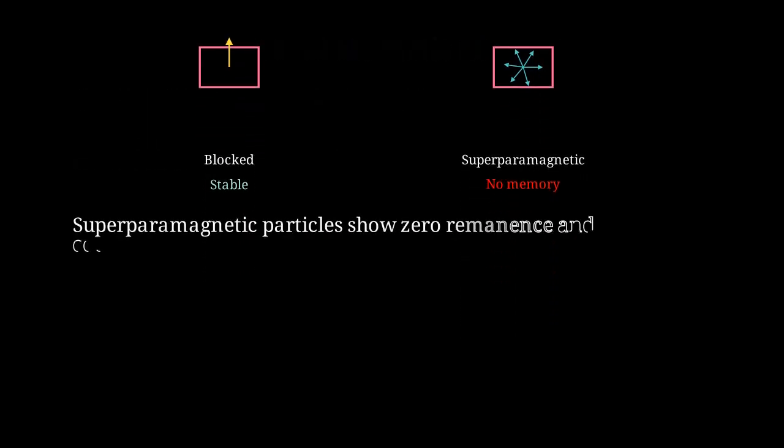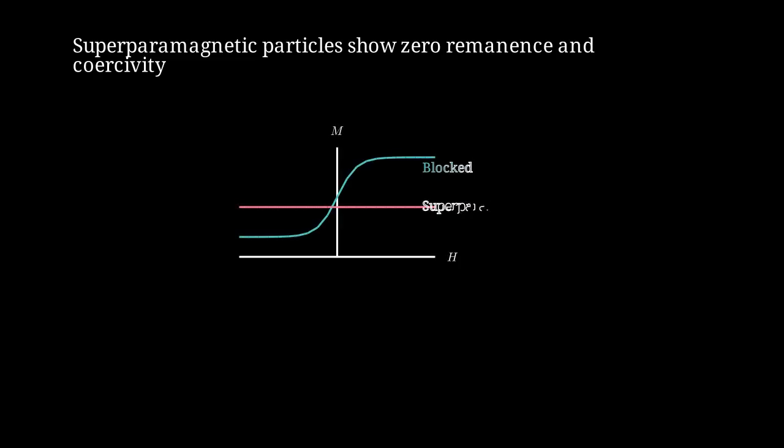In practical terms, superparamagnetic particles show zero remanence, meaning zero retained magnetization, and zero coercivity, meaning no resistance to demagnetization. The hysteresis loop for a blocked particle shows a wide loop with remanence and coercivity. For a superparamagnetic particle, the loop collapses to a reversible curve with no hysteresis.